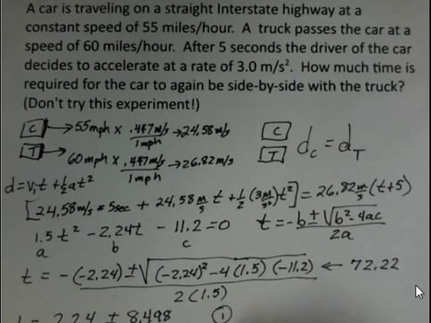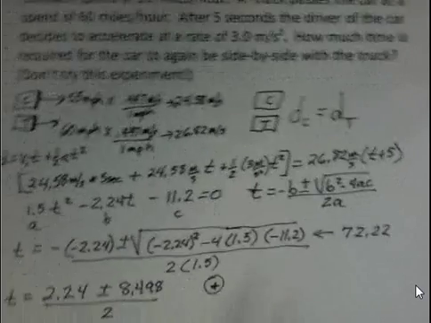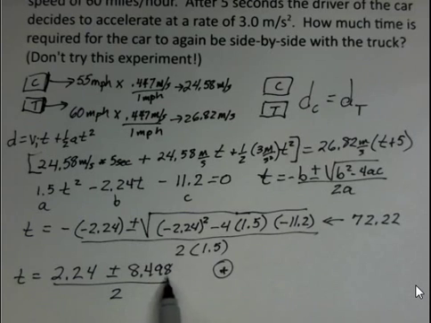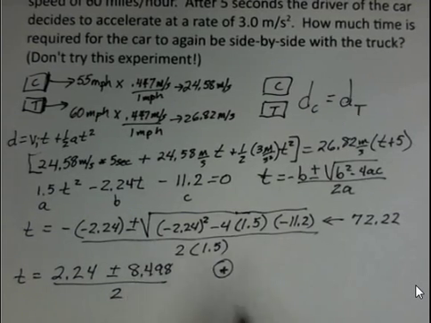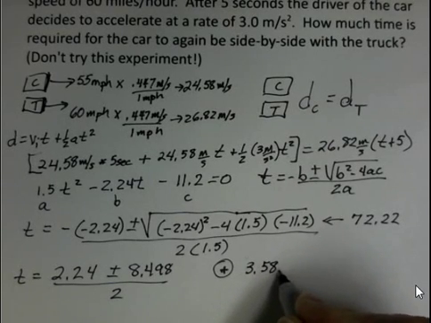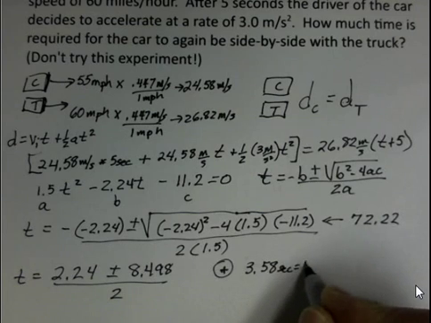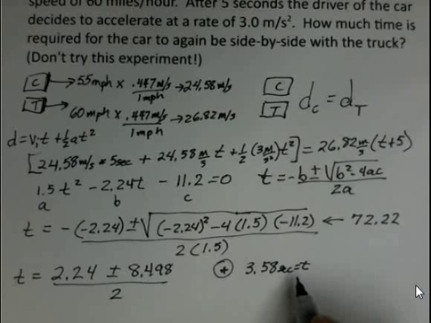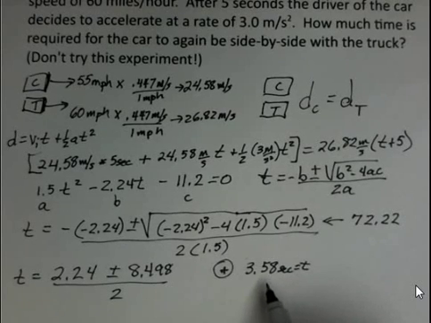If I use the plus sign, so 2.24 plus 8.498 and divide by 2, then I come up with the result of 3.58 seconds for t. Remember, this t represents the time of the car's acceleration. The time the truck's traveling and the time the car's traveling is, add 5 seconds to this, going to be 8.58.